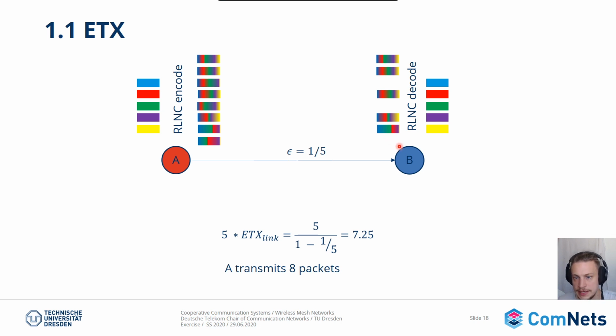But as long as B has 5 different packets which are non-linear dependent, B can decode and has the 5 packets that A wanted B to know. So in this case, under some assumptions, RLNC is something like an error-free instantaneous feedback mechanism, which makes it very useful for wireless networks, and especially wireless mesh networks.